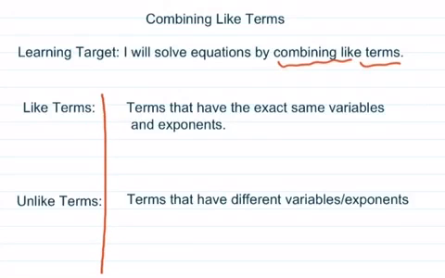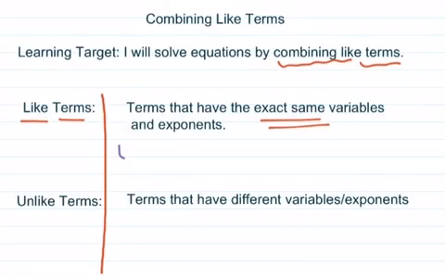So if you have an equation with a lot of terms, what do you do? Okay, so we have to identify our like terms. That's where we're going to start. So what is a like term? A like term is terms that have the exact same variable and exponent.